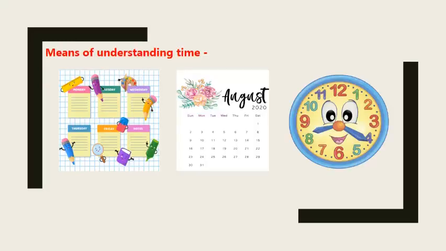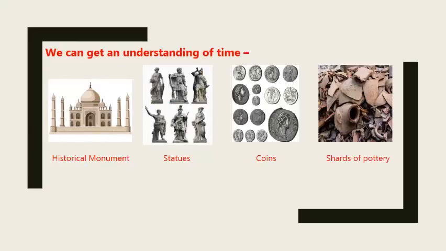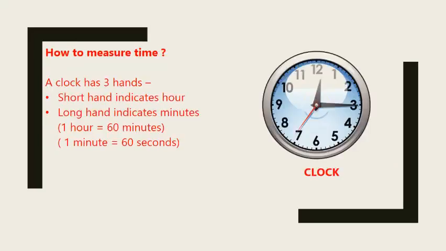School timetable, calendars and clocks are the means to understand time. History means the events of the past. We can get an understanding of time through historical monuments, statues, coins and shards of pottery. This was all about means to understand time. Now we shall see how we can measure time. To understand and measure time, it is divided in various ways.